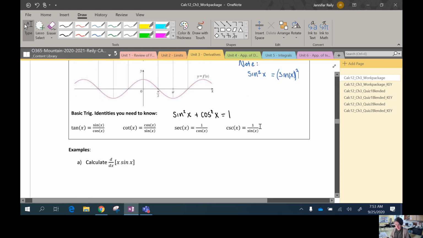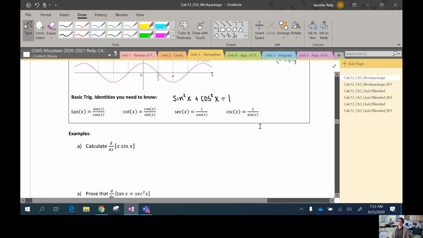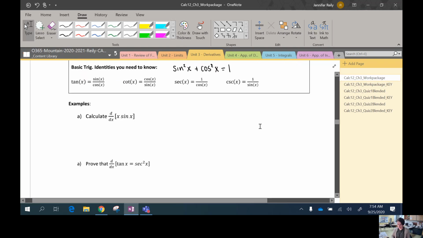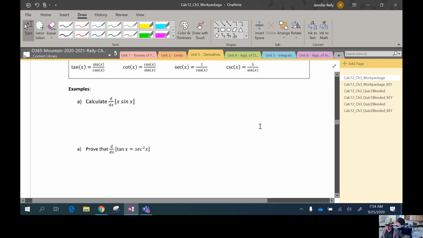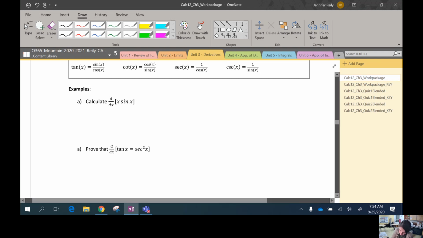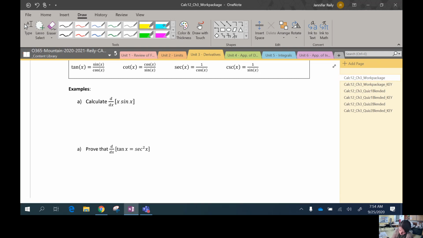Okay, so we're going to do a couple practice questions. It's going to be a super short lesson. We're just going to be practicing our quotient rules and product rules today with the trig functions. Okay, so let's have a look at this function here in part A that we want to take the derivative of. So we want to take the derivative of x sine x. Notice this is a product between x and sine x. So I'm just going to highlight the two parts.